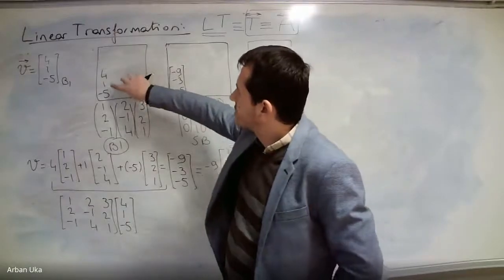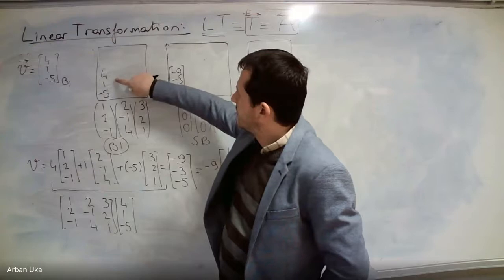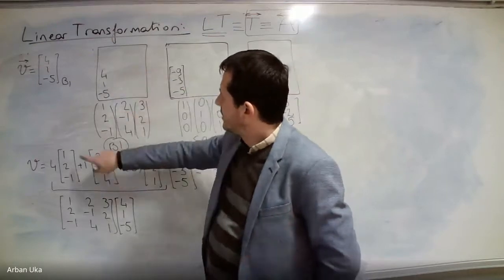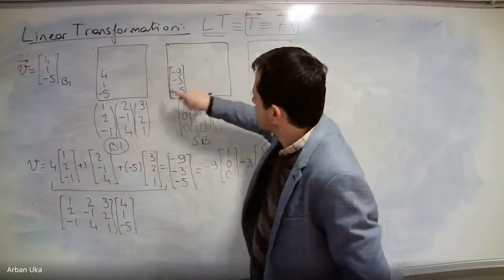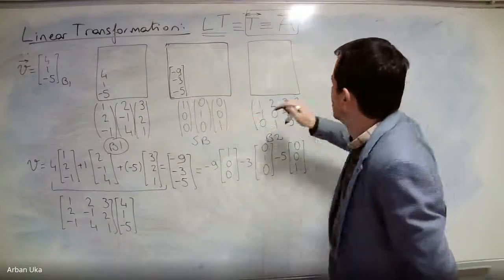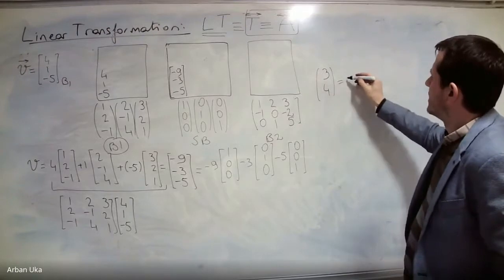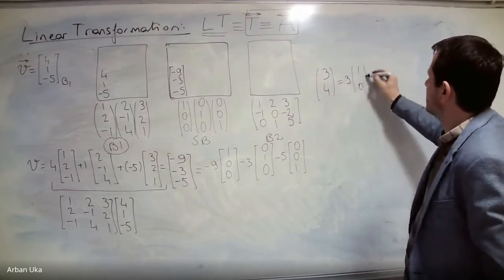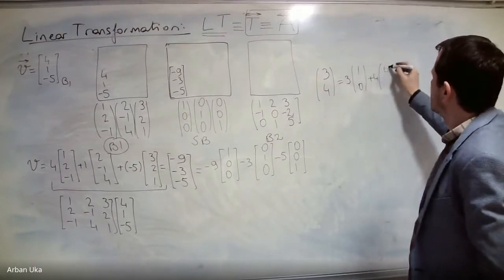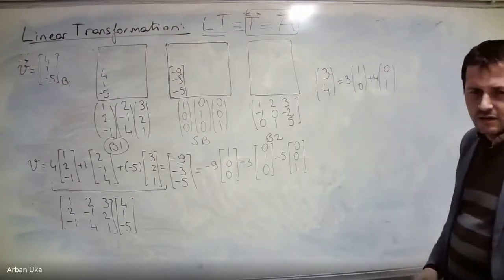How did you get those numbers again, Professor? Like minus 9, minus 3, and minus 5. How do you get those? So first of all, how do you get this? Normally, if you have a vector which is 3, 4 in Cartesian coordinate system, what is this? This is equal to 3 times 1, 0, right? Plus 4 times 0, 1. This is how we describe it.